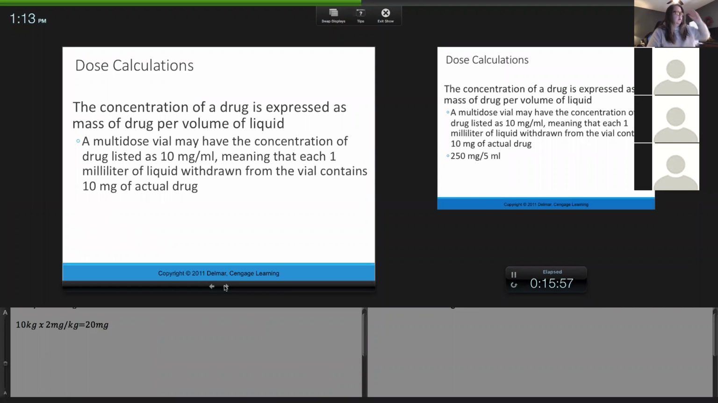Now, if we're talking about the concentration of the drug in a liquid, for example, a multi-dose vial can have a concentration of 10 mg per mil. That means for every mil in that bottle, there are 10 milligrams in there.